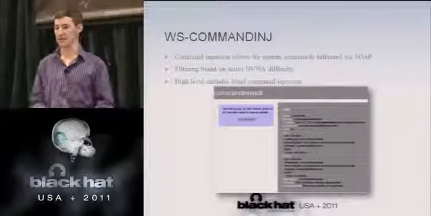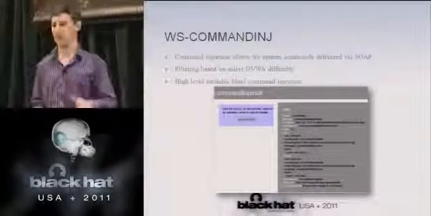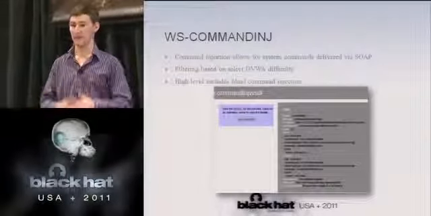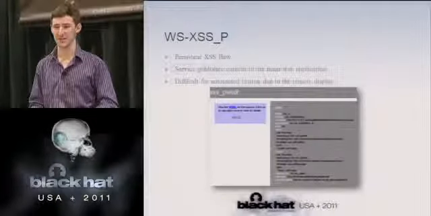That's what we're going to use to demonstrate how we get an interpreter shell on the system. Just upload a PHP backdoor and then execute it on the system. The next attack was cross-site scripting, persistent cross-site scripting.